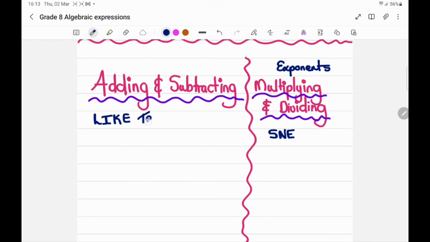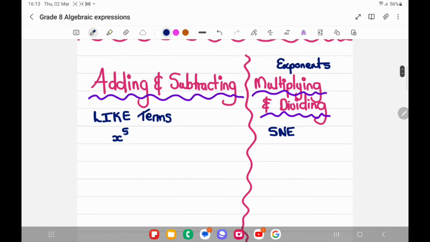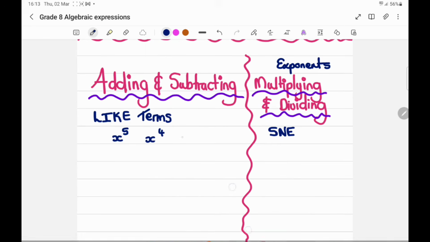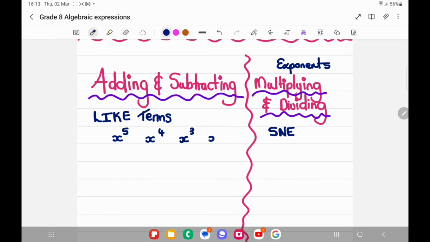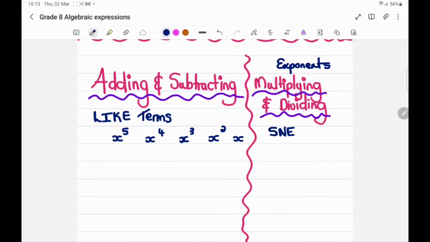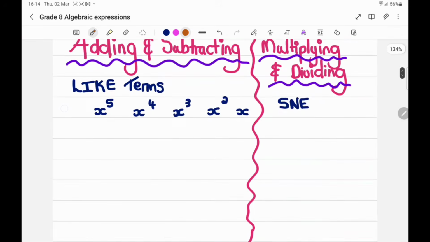like terms. What does that mean? If I've got x to the power 5 and an x to the power 4 and an x to the power 3 and an x to the power 2 and an x, none of them are like terms. None of them have exactly the same base and exactly the same exponent. So when you add and subtract, you can only add and subtract like terms.